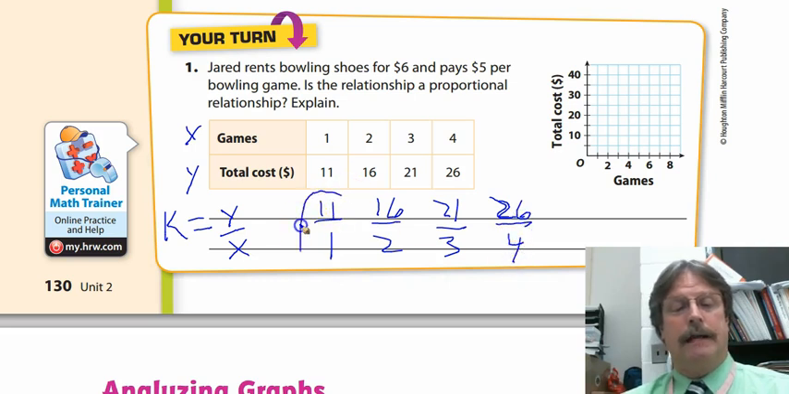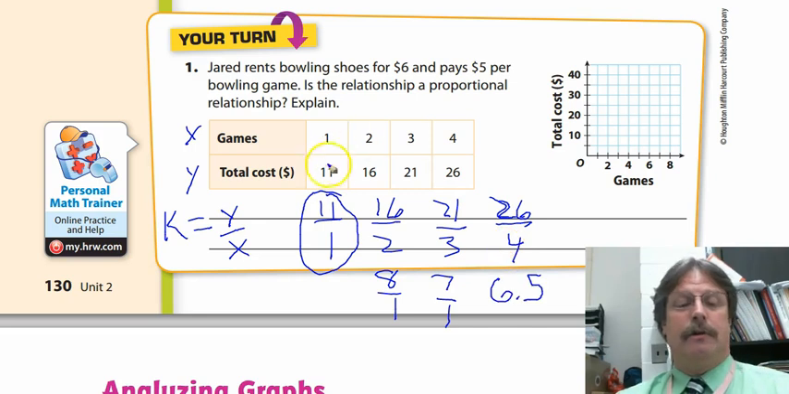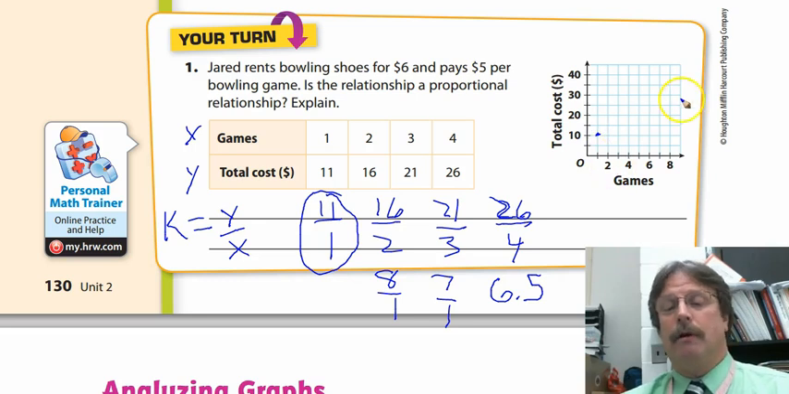So this is already at 1, so that's your unit rate. 16 divided by 2 is 8 over 1. 21 over 3 is 7 over 1. 26 over 4. So you would go ahead and plot these here. You go over 1 and up 11, which would be about right here, and so forth. And then you would draw that line to see if it goes through the origin or not. If it does not go through the origin, it is not proportional. If it does go through the origin, then it is.